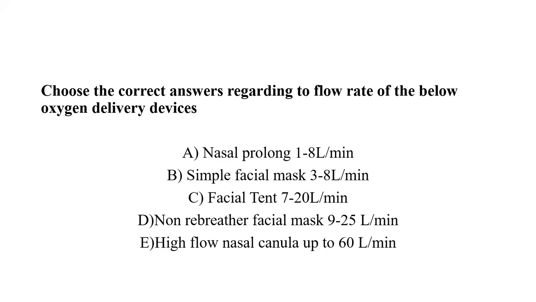Okay, we saw that nasal prongs are 1 to 5 liters. Simple facial mask, 5 to 10 liters. Facial tent, 10 to 15 liters. Non-rebreather mask, 10 to 15 liters. And the high flow nasal cannula up to 60 liters. Yes. Okay, IT, can you move to the next slide?